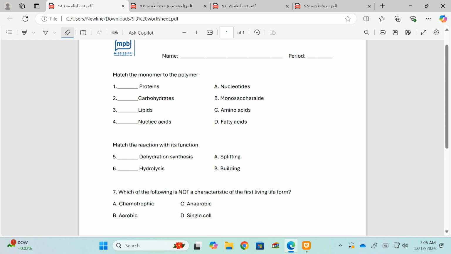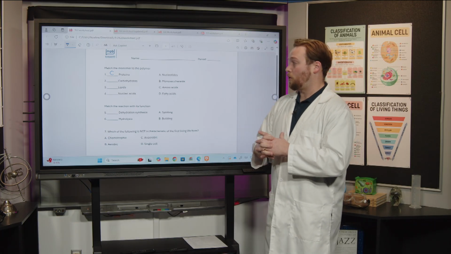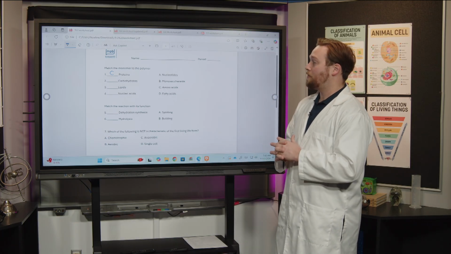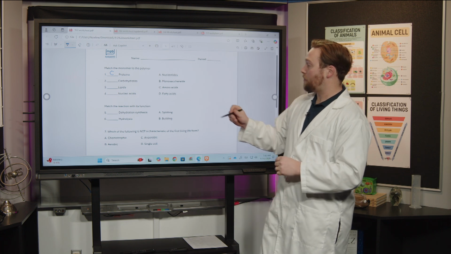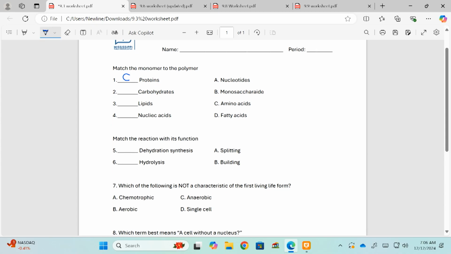One is proteins. Which of these, A through D, is the building blocks of proteins? That's going to be letter C, amino acids. Amino acids make up proteins. Great work. Let's go to the next one. Number two says carbohydrates. Which of these on the right make up carbohydrates? Well, you might remember that monosaccharides are the monomers of carbohydrates. Saccharide is a word for sugar, and carbohydrates are sugars. Let's go to the next one here.